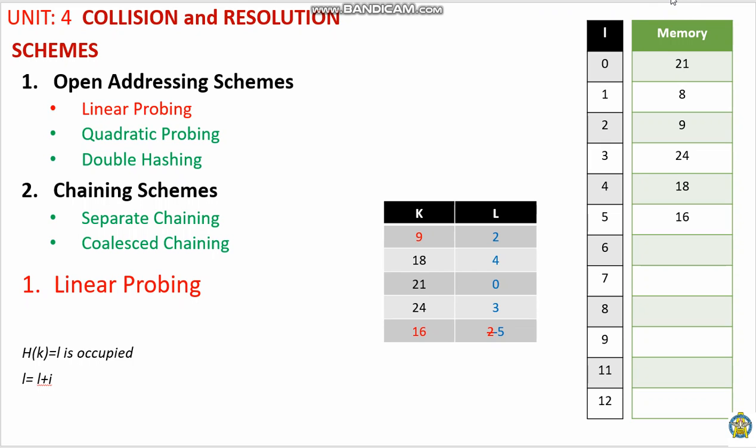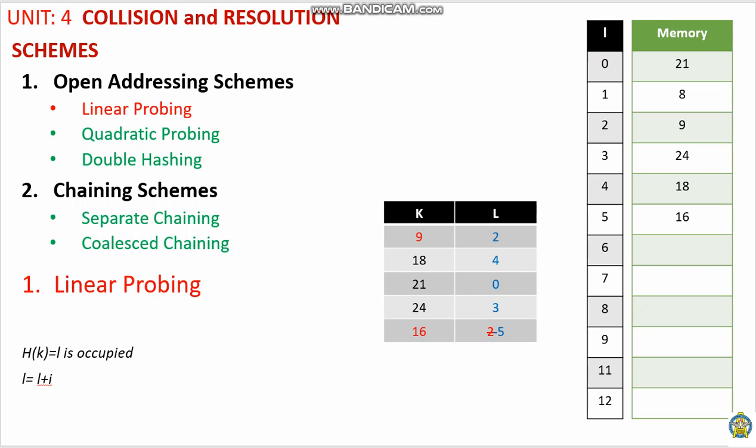Friends, we are into the next session in the fourth unit. This is collision and collision resolution schemes. We know what a collision is. Collision is when two records hash into the same location. Suppose we take two records, let's say L1 and L2, and if they hash to the same location, then we say there is a collision.